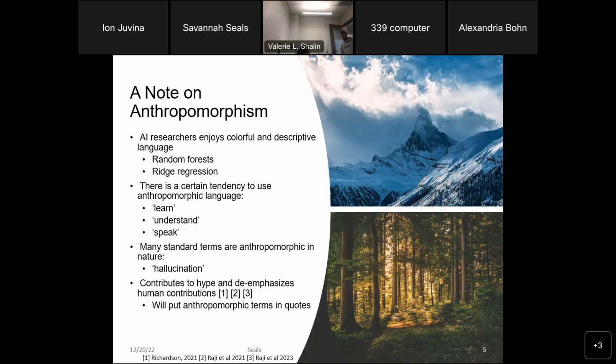in this area. My personal opinion, and I'm certainly not alone in this, is that a lot of this anthropomorphism de-emphasizes the human contributions to the development of these models and ascribes greater abilities to these models than they actually possess. So I'll put anthropomorphic terms in quotes.